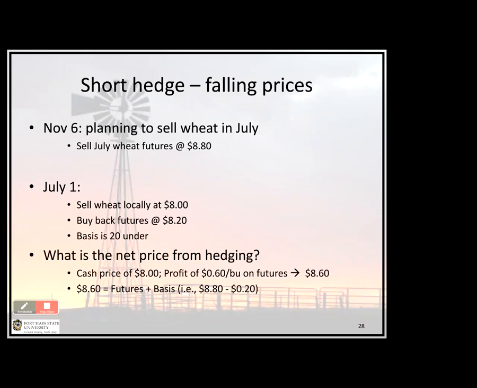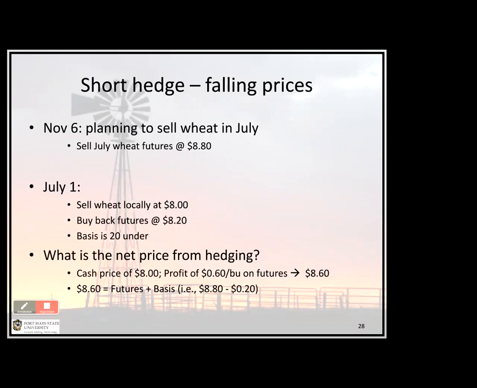So as we look at this, I'm going to try and tie several of these concepts together. Is this a long hedge or a short hedge? What we did on November 6th, would you call that a long hedge or short hedge? Short hedge, because we sold. We sold in the futures market, so this is a short hedge. So we're a short hedger here.